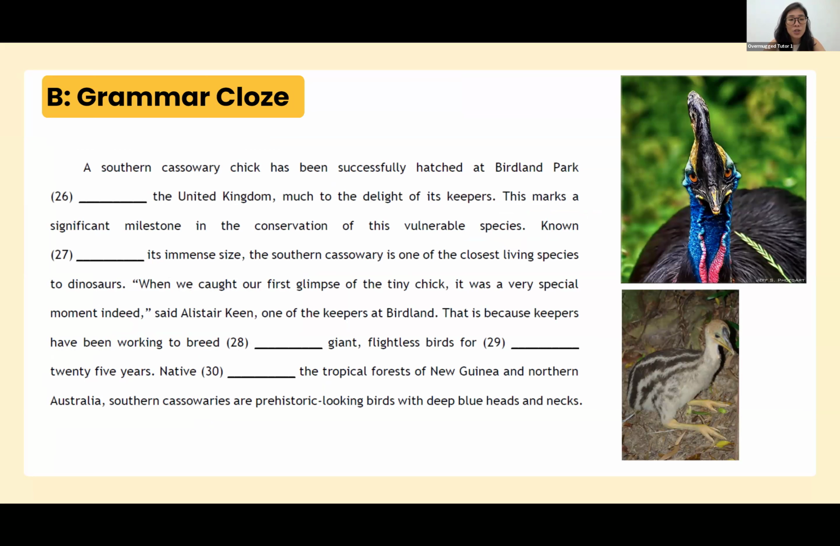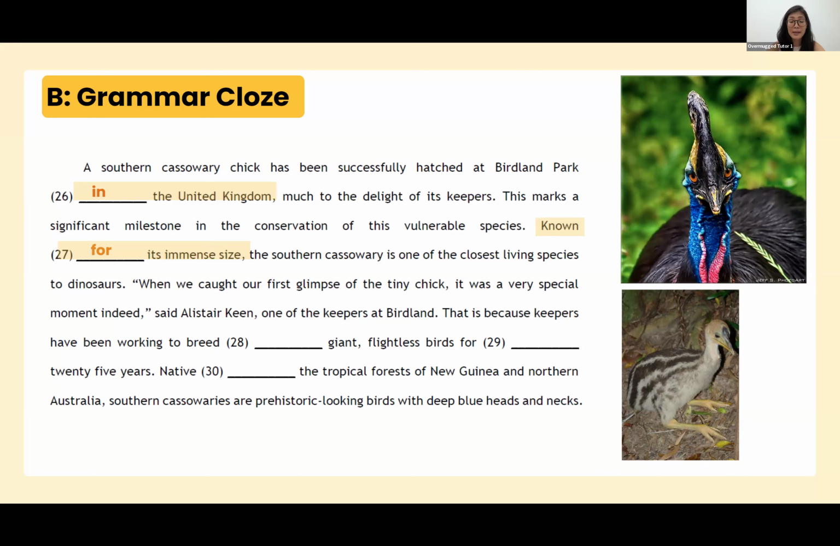Let's venture into question number 26, which starts with a southern cassowary chick has been successfully hatched at Birdland Park, blank, the United Kingdom. When we're talking about a place, then we say that it's in the United Kingdom, because the United Kingdom is a big space. Question 27. It is known blank its immense size. Now, when you are famous or you are known, the word that's often paired together is that you're known for something. In this case, it's a really big bird.